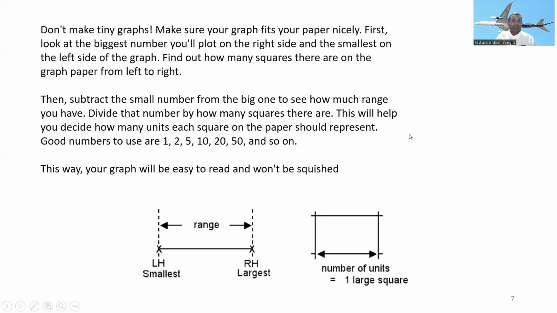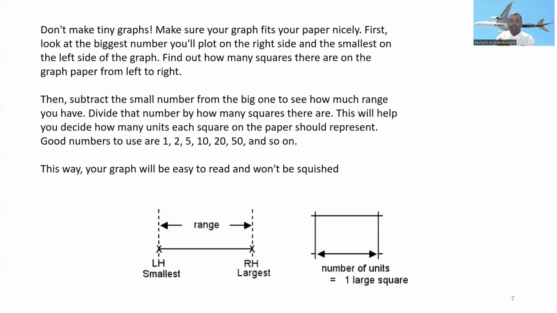Now, don't make a tiny graph. Look at the biggest number you put on the right side and the smallest on the left side of the graph. Find out how many squares there are on the graph paper from left to right. Then subtract the small number from the big one to see how much range you have.